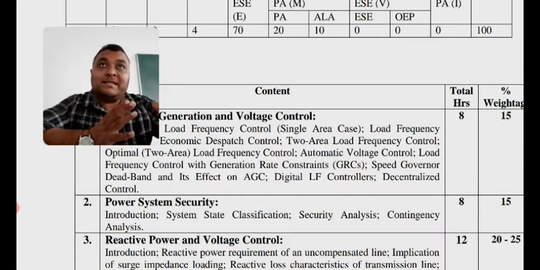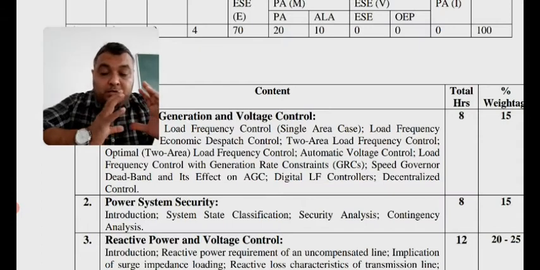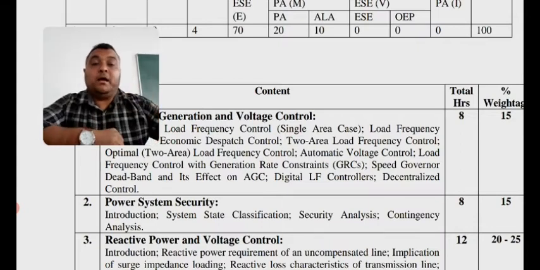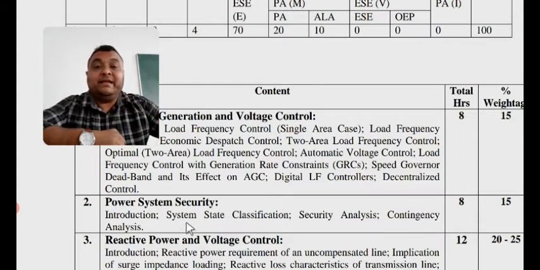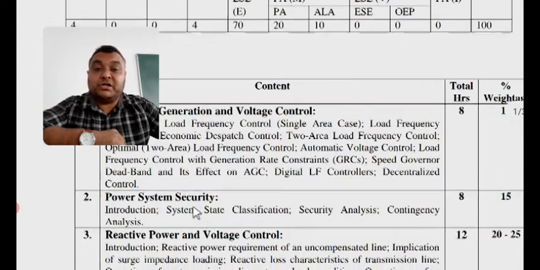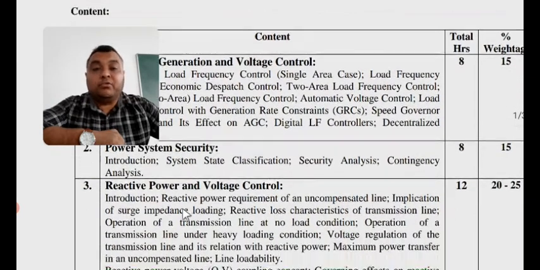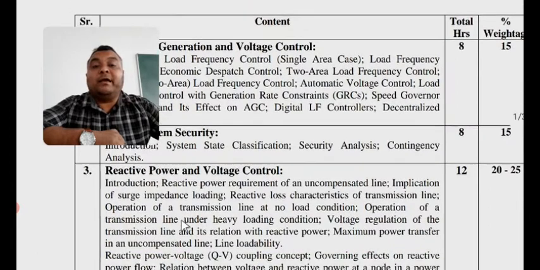So we must operate the power system in such a manner that reliability of power can be sustained at each and every time. So power system security is as important as automatic generation and voltage control. After completion of the power system security chapter, we move towards reactive power and voltage control.